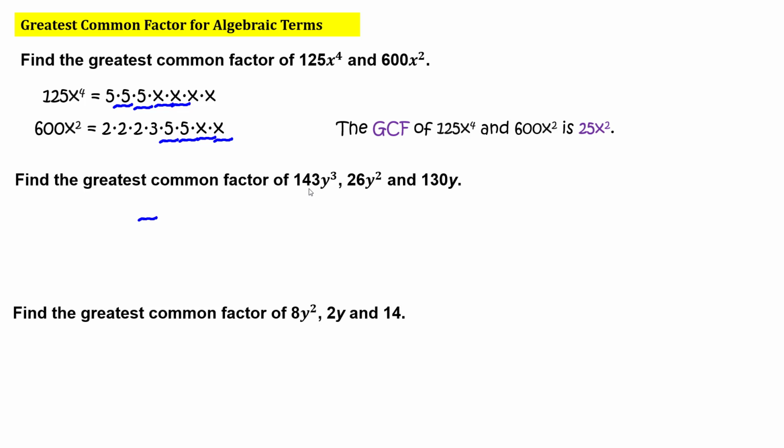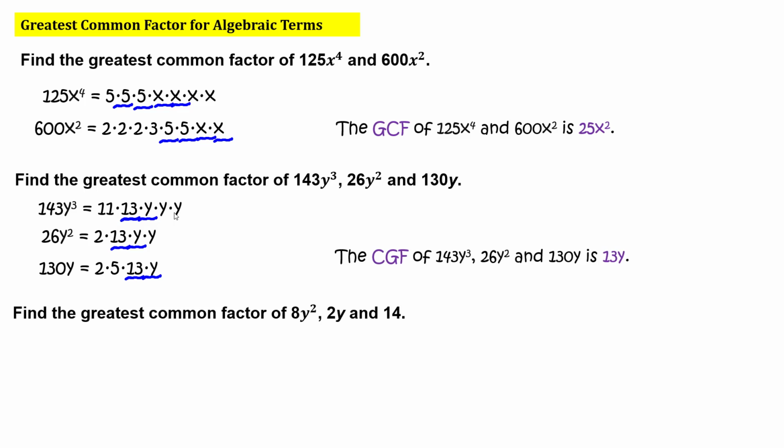If you're asked to find the greatest common factor of 143y cubed, 26y squared, and 130y, I'm first going to write 143y cubed as 11 times 13 times y times y times y. 26y squared is 2 times 13 times y times y. 130y is 2 times 5 times 13 times y. They have a 13 in common and a y in common. 13 times y is 13y. So the greatest common factor of these three terms is 13y. It's the biggest term that divides into all three without a remainder.